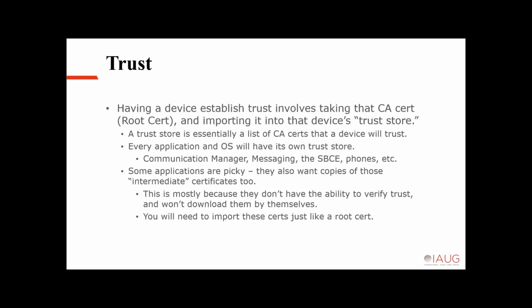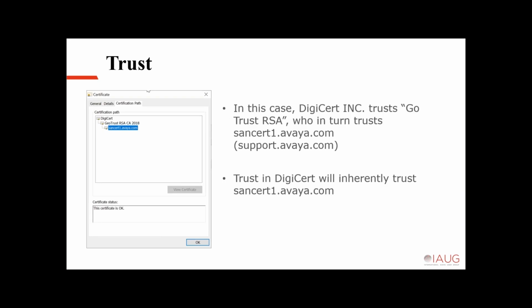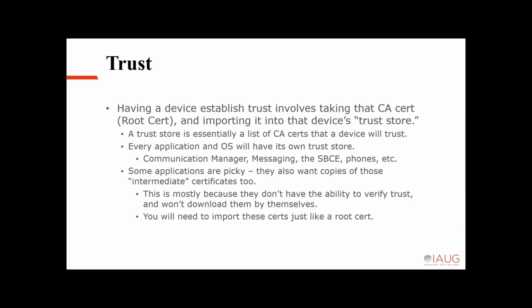Some applications are really picky. They want copies of those intermediate certificates as well. Remember, a few moments ago we talked about this realm of trust. Some applications, for example J series phones and 9611 phones, want to have copies of every single certificate all the way down that trust chain. A lot of it is because a phone doesn't have enough intelligence to know where to download those particular intermediate security certificates. So they can't establish that entire line of trust. And when you deal with some of those types of applications, again, pretty much anything we're dealing with on the Avaya side, you're going to want to import every single certificate along the way.